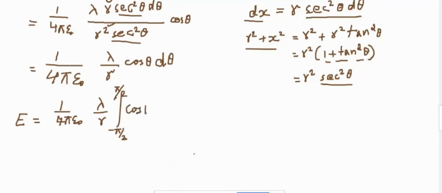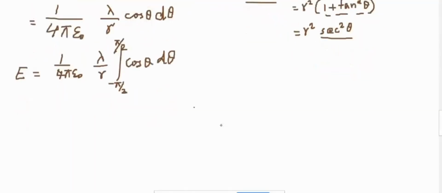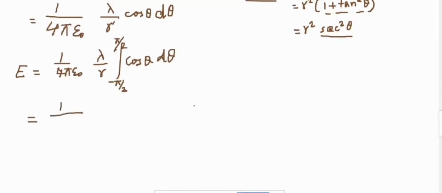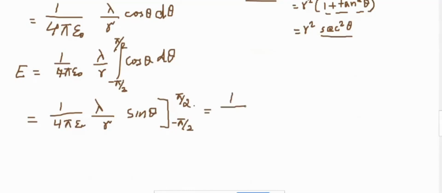cos theta d theta is equal to 1 by 4 pi epsilon naught lambda by r. Integral cos theta is sin theta. Sin theta with the limits minus pi by 2 to plus pi by 2 is equal to 1 by 4 pi epsilon naught lambda by r. Then limits we have to apply: sin pi by 2 minus sin of minus pi by 2.